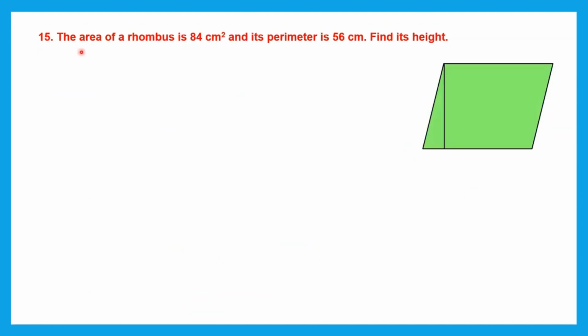Question 15. The area of a rhombus is 84 centimeters square and its perimeter is 56 centimeters. Find its height. So this is a rhombus and this is the height which we don't know and we are going to find out the height.